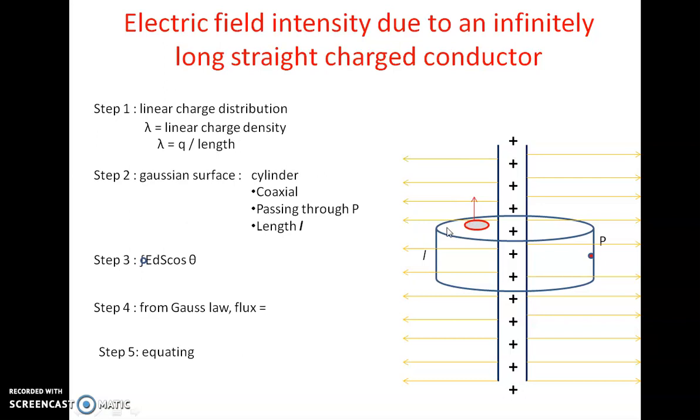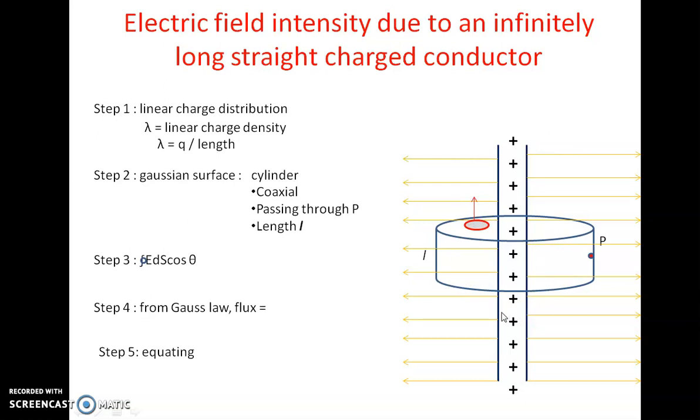ds has some value. What about theta? Over here is the electric field intensity E, and the area vector ds is over here. The angle theta between E and ds is how much? 90. This angle is 90. Theta angle is 90. So cos theta will become 0. So E ds cos theta will become 0. This is true for all the areas on the top and also on the bottom surface.